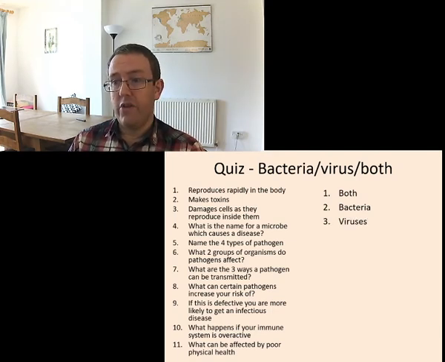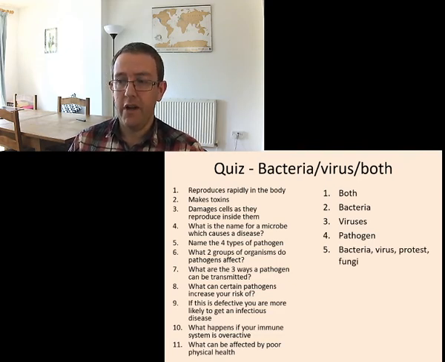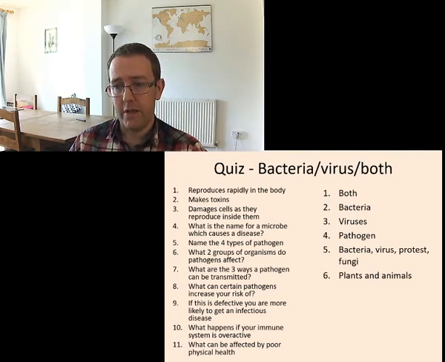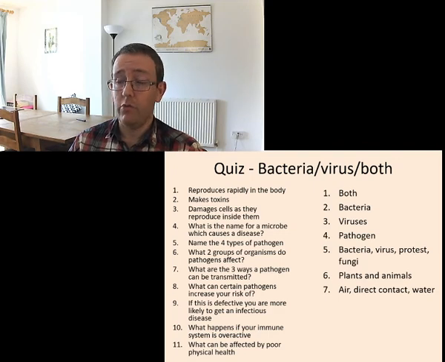Number 4, what's the name of the microbe which causes disease? It is a pathogen. Right, the name of the lesson. Number 5, name 4 different types of pathogens: bacteria, virus, protist, and fungi. A bit of a spelling mistake there, I'm afraid. Number 6, what 2 groups of organisms do pathogens affect? Well, they infect both plants and animals, and they can infect bacteria as well, but that's more advanced than the GCSE. Number 7, what 3 ways can a pathogen be transmitted? Air, direct contact, and water is what we've been through in this video. Number 8, what can certain pathogens increase your risk of? Cancer, HPV being the example.